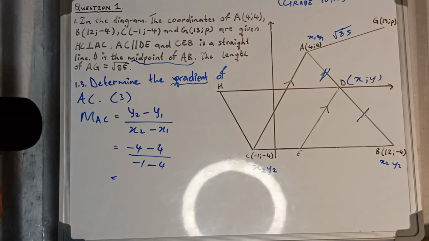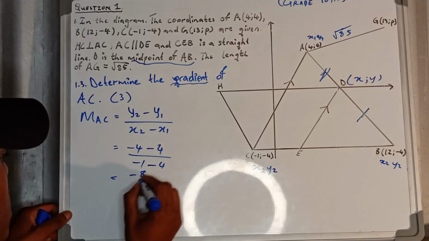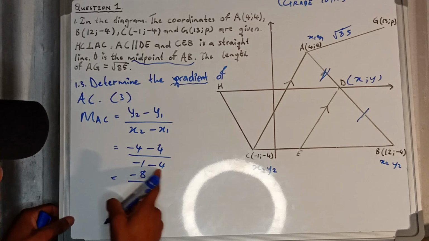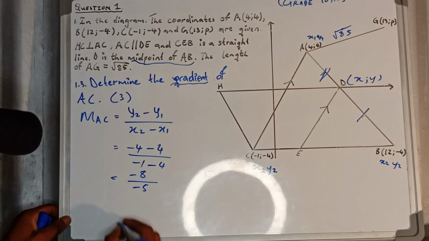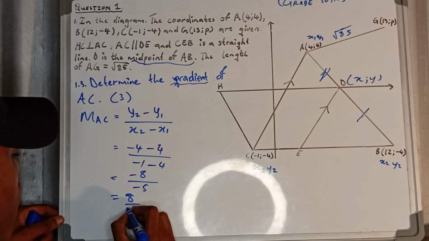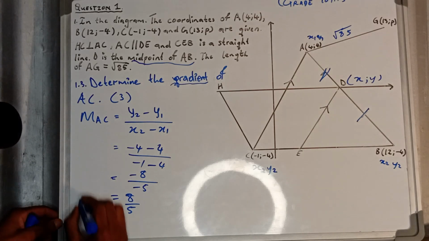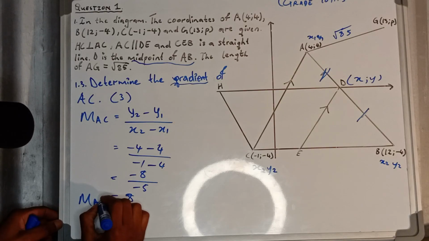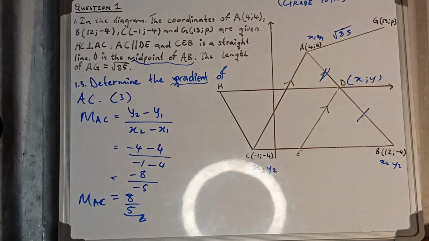Minus 4, then it's equal to minus 4, that will be minus 8, divided by minus 1 minus 4, that will be minus 5. Already negative and negative are going to cancel. That means the gradient of AC will be how much? That will be 8 over 5. Then you get your 3 marks.